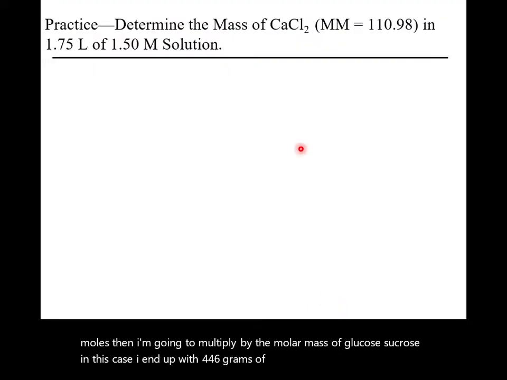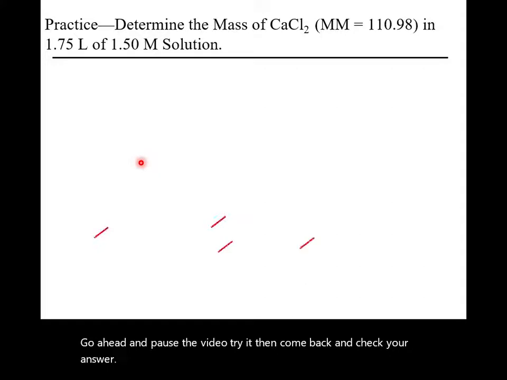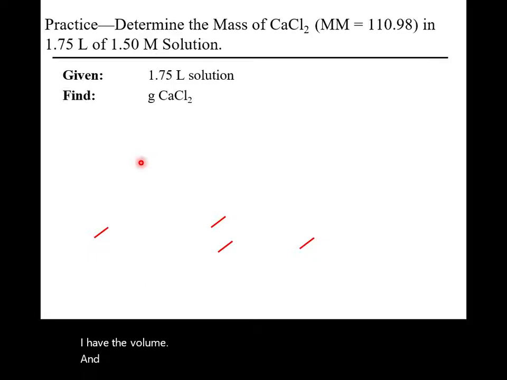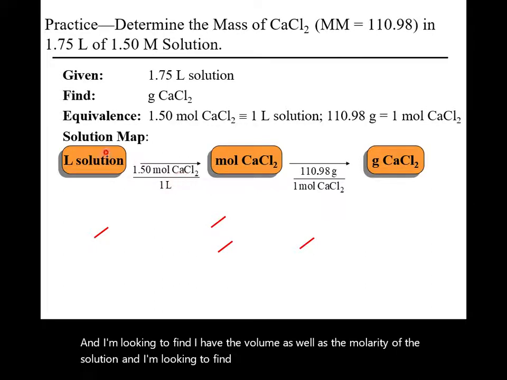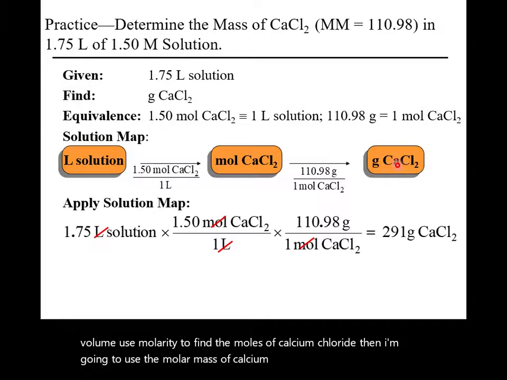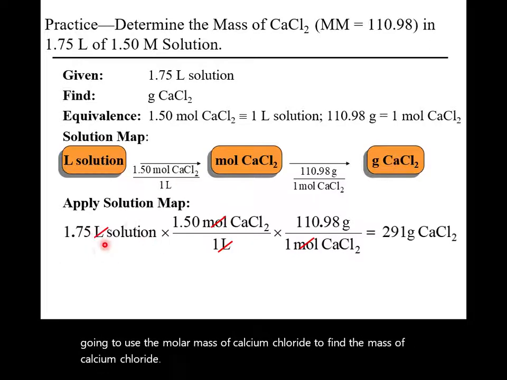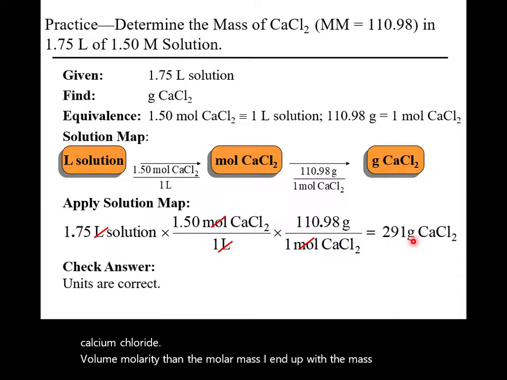All right, try this one. Go ahead and pause the video, try it, then come back and check your answer. I have the volume as well as the molarity of the solution, and I'm looking to find the mass. So I'm going to start with the volume, use molarity to find the moles of calcium chloride. Then I'm going to use the molar mass of calcium chloride to find the mass of calcium chloride. Volume, molarity, then the molar mass. I end up with the mass of calcium chloride. All right, try another one.